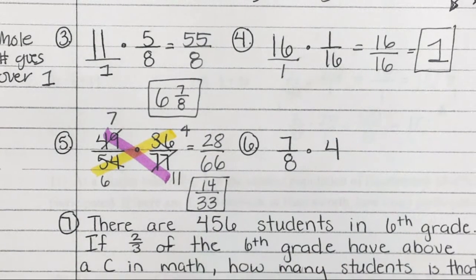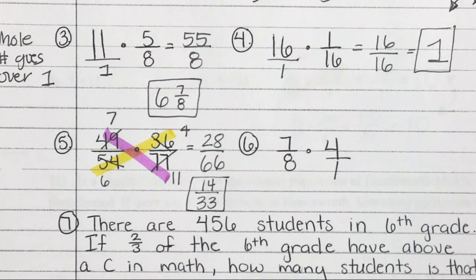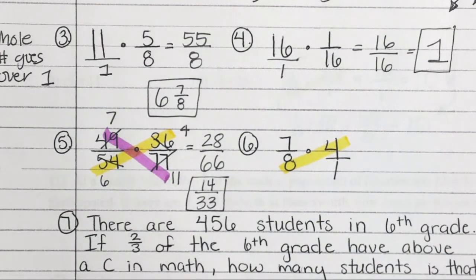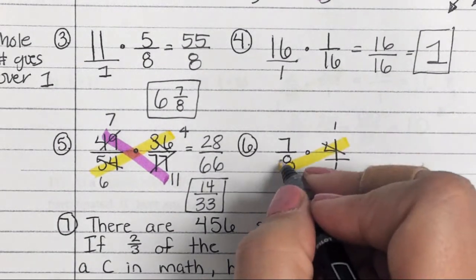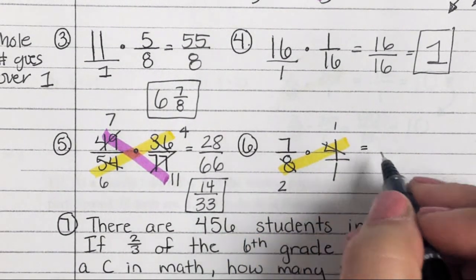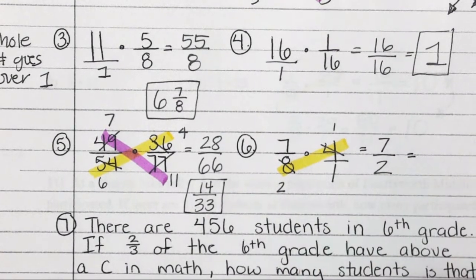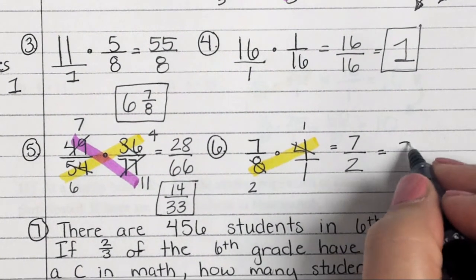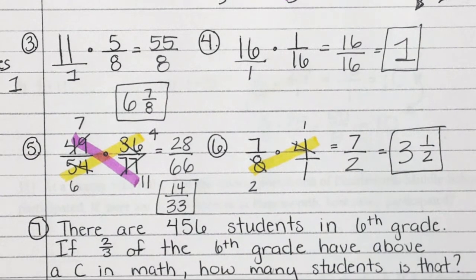All right, what do I do with the 4? Put it over 1. Okay, do I have anything that can cross-cancel? Yes. 8 and 4. Okay, let's try that. What number can go into both? 4. 4 will go into 4 1 time. 4 goes into 8 2 times. 7 times 1 is 7. 2 times 1 is 2. What would that be as a mixed number? 3 and 1 half. Yes. So much easier than adding and subtracting, isn't it?